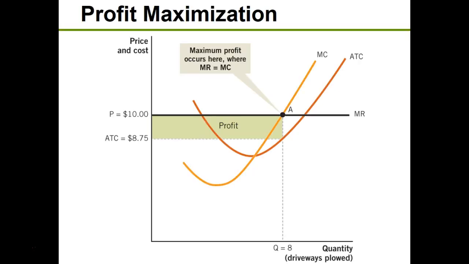And so this is really the trick. There's nothing more to it than this. If we have a perfectly competitive firm, we simply look where marginal revenue equals marginal cost. That spits out a profit maximizing quantity.